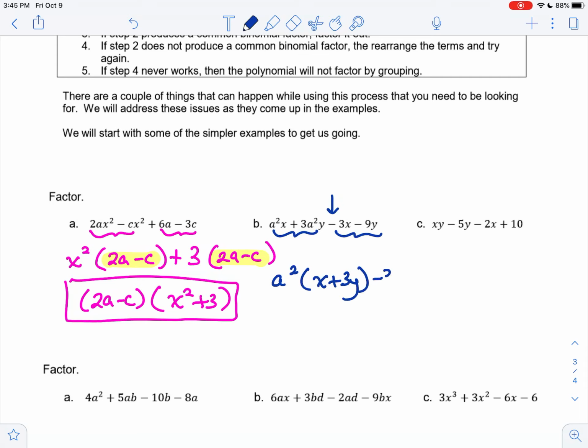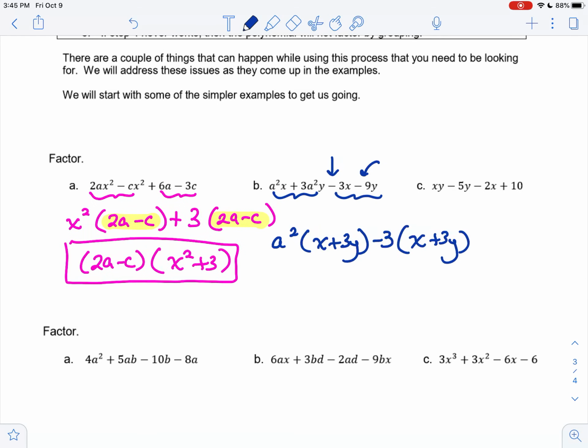In the next expression, I see a minus there, so I have to factor out a negative, and I can factor out a 3, and that's going to leave me with x. And then be careful, negative times positive would get me back to that negative right there, so we need to make that a positive, and also 3y.